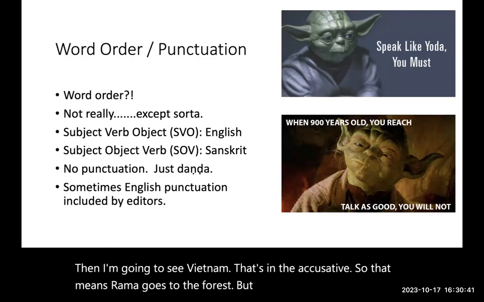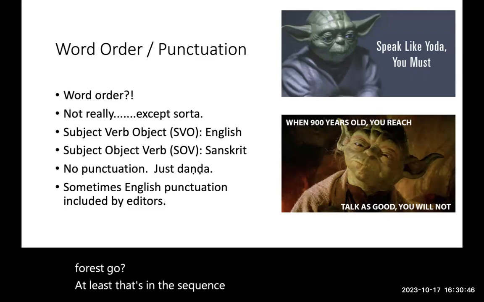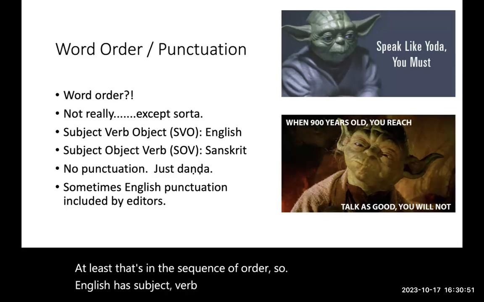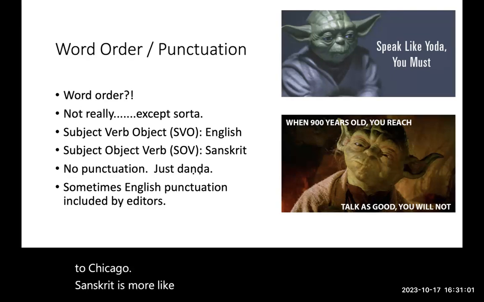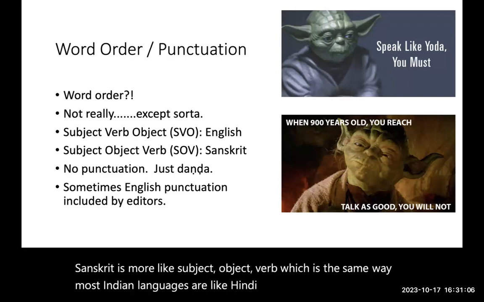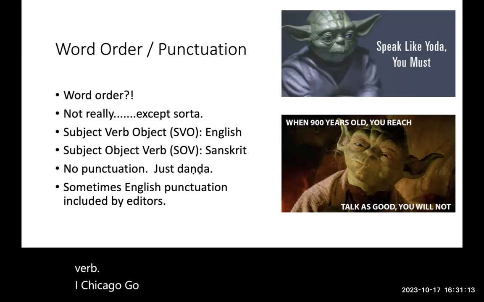But what does it really say? Rama, forest, go. Well, at least that's in the sequence of order. So English has subject, verb, object. Rama goes to the forest, or I go to Chicago. Sanskrit is more like subject, object, verb, which is the same way most Indian languages are, like Hindi is. So that's subject, object, verb. I, Chicago, go. Or maybe even I to Chicago, go.